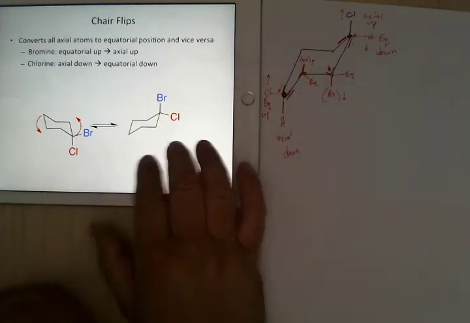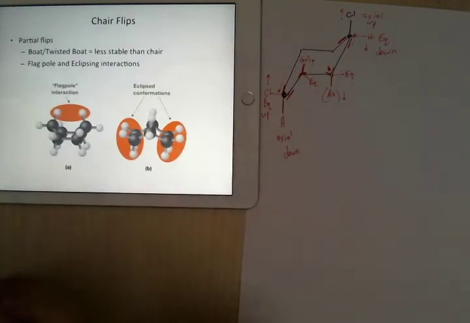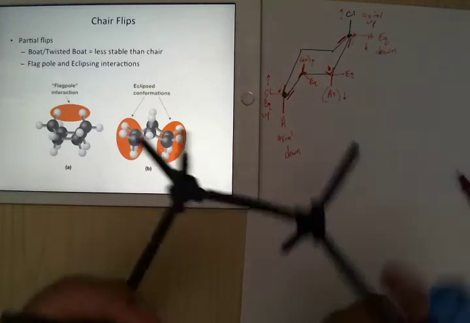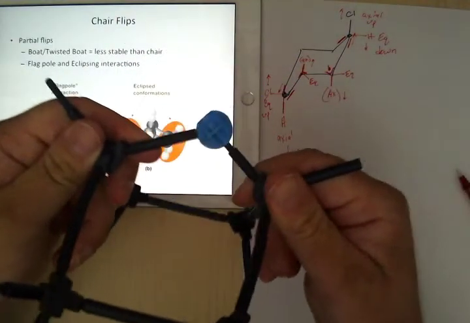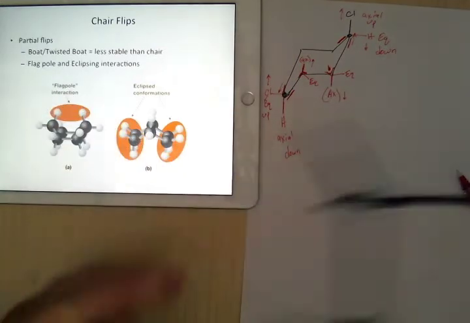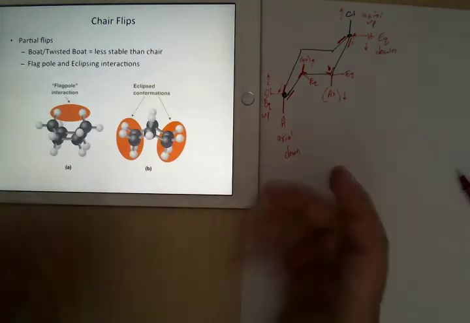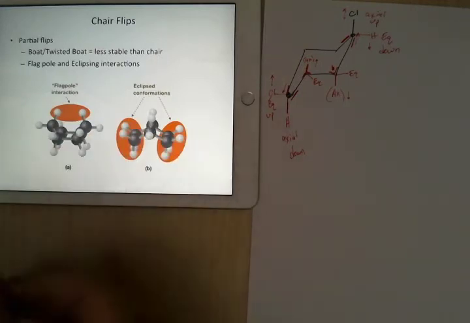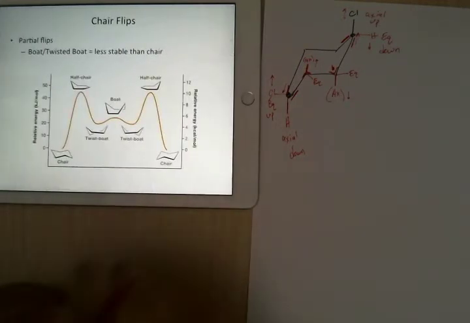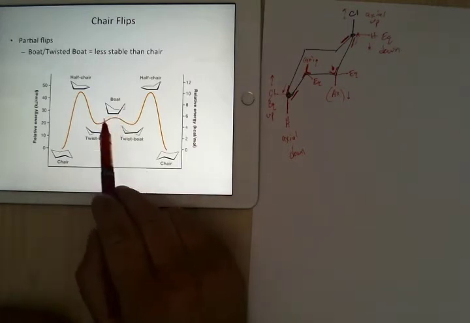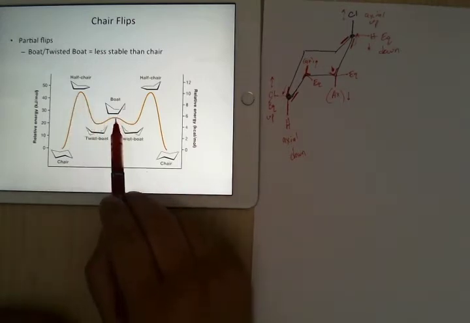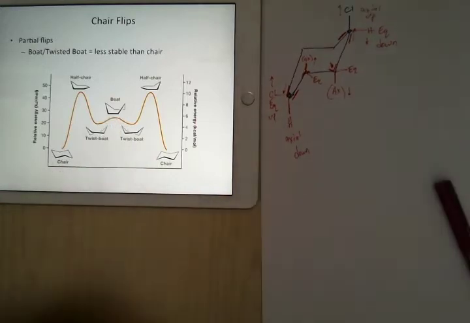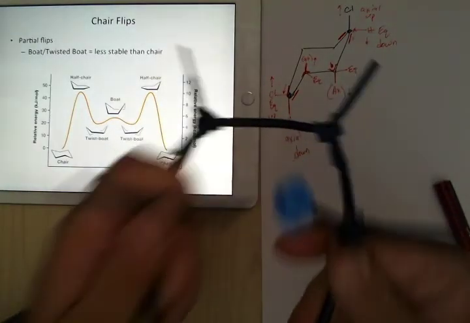So you can get some partial flips. So you get here, and these actually knock together, so it's not particularly stable, but it is a boat structure, kind of like a paper boat, and so you can actually get these. It's more stable than a half chair, but boats are never going to be more stable than the chair because you've got this interaction here.